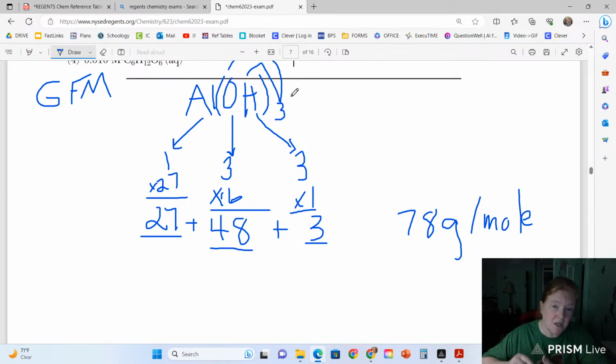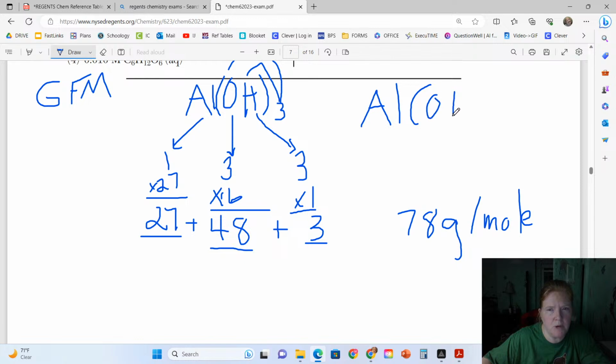Now, I will review something else at the same time because they had a question like this. Yes, there are 3 hydrogens and 3 oxygens. Why? Because of the formula. I know it kind of looks weird because I wrote it afterward. The formula is aluminum, then parentheses, OH, with a 3 outside. This 3 means 3 times everything that's inside the parentheses. So yes, that means I have 3 hydrogens and 3 oxygens. Okay, so 78 grams per mole is my gram formula mass.